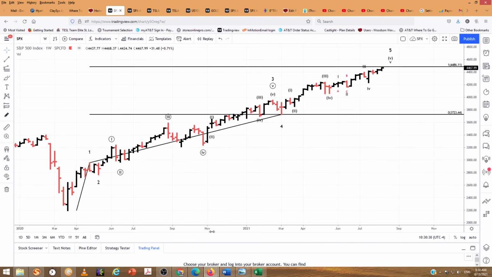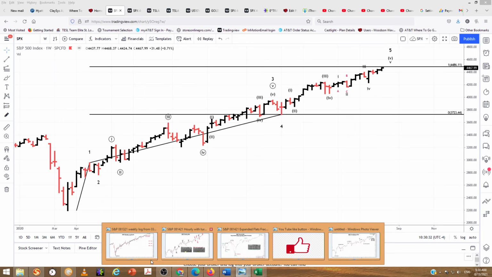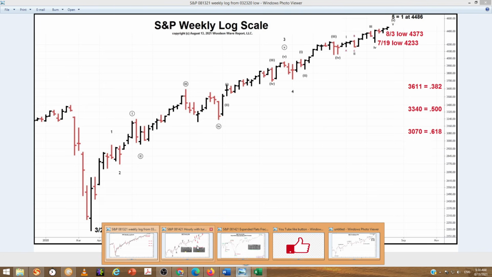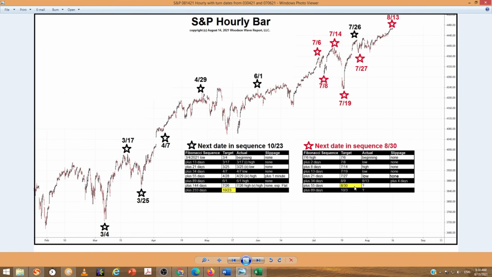Okay, that should do it for this report, and we'll look at this again. There's our make or break targets to verify a change in trend. The trend is up until these levels are broken. We look for a nice mathematical target of 44.86 in terms of price, and we have our time dates here, and they're right in here. August 30th and October 23rd. That's the weekend, so it'll be the Friday before or the Saturday after.